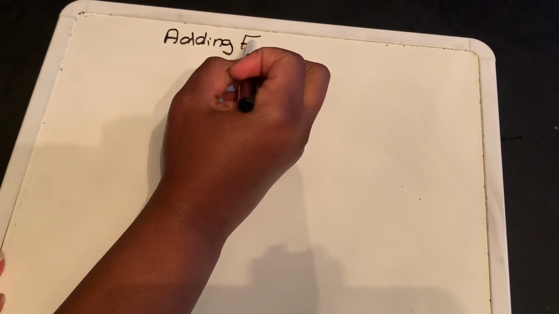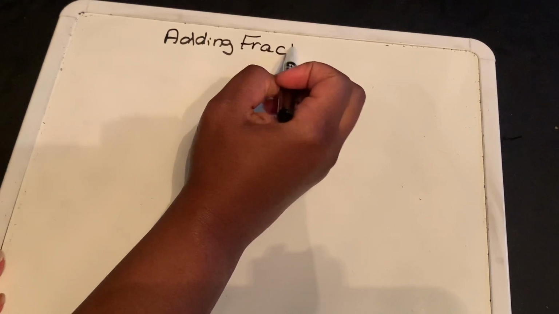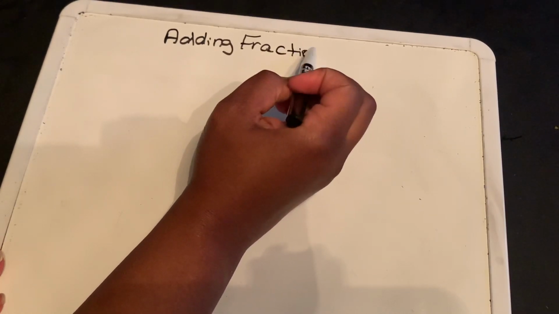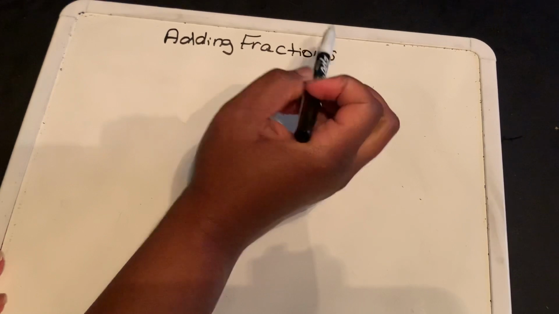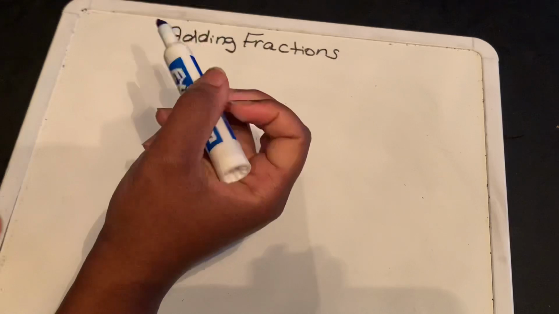So just as a refresher, the numerator is the number on the top, and the denominator is the number on the bottom of the fraction. Whenever you're adding fractions, you're looking for the lowest common denominator. And I'm going to explain that as we go through the problem.